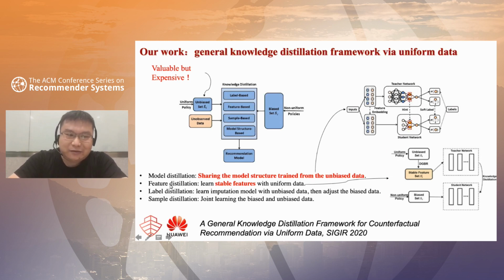The second one, feature distillation. We learn stable features, stable samples from the uniform data. The third one, label distillation. We learn an imputation model with unbiased data, then adjust the biased data. The last one, sample distillation. We jointly learn the biased data and the unbiased data together, just like the causal embedding method in RecSys 2018. The detailed information can also be found in our SIGIR work this year.